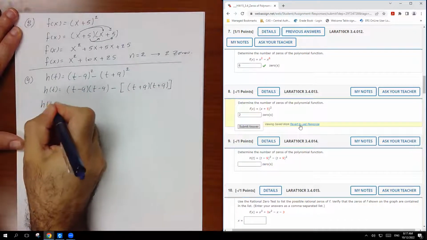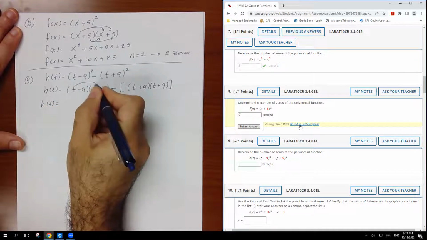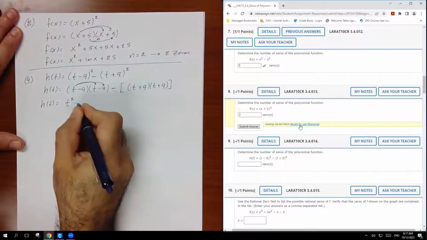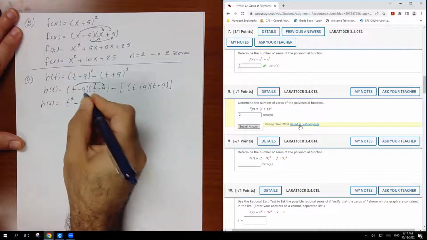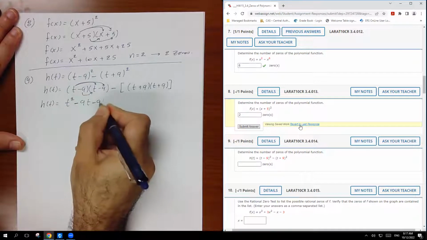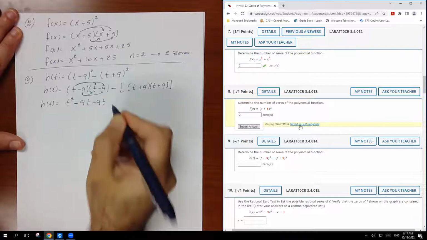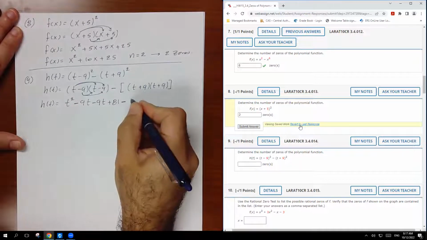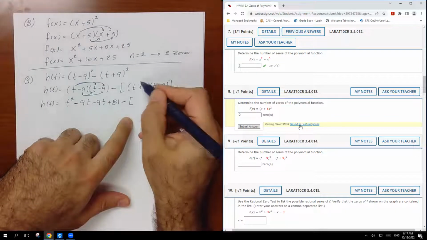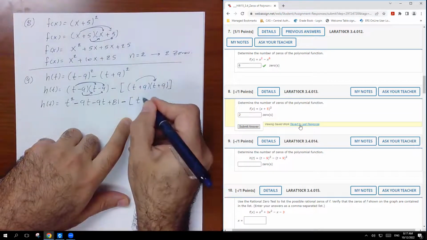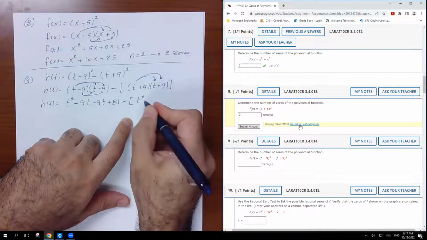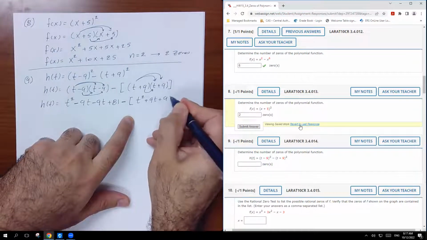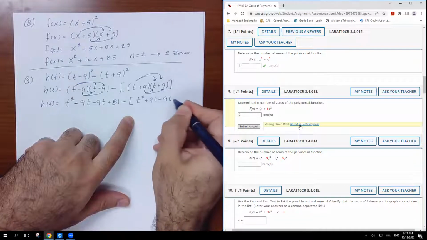So h of t is going to equal t times t is going to be t squared. t times negative 9 is going to be negative 9t. Negative 9 times t, negative 9t. And negative 9 times negative 9 is going to be plus 81. Here's the minus. Let's do the same thing here. t times t is going to be t squared. t times 9 is going to be plus 9t. 9 times t is going to be plus 9t. And 9 times 9 is going to be plus 81.